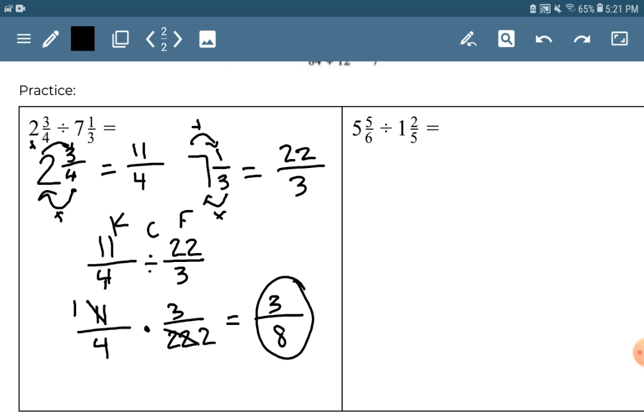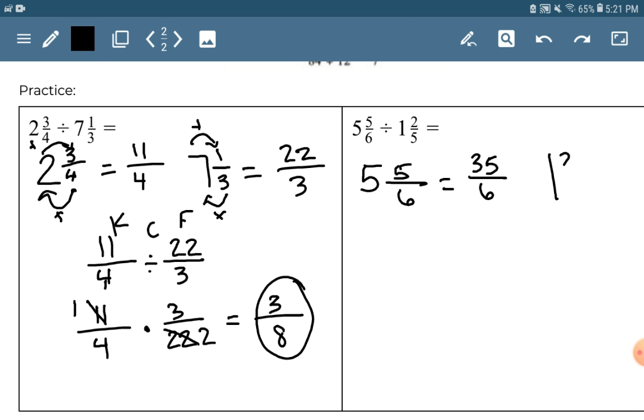I have 5 and 5/6 divided by 1 and 2/5. Step 1 is to make these improper fractions. So 5 and 5/6, I'm going to multiply my denominator times my whole number, then add my numerator. So 6 times 5 is 30, plus 5 is 35. I keep my denominator the same.